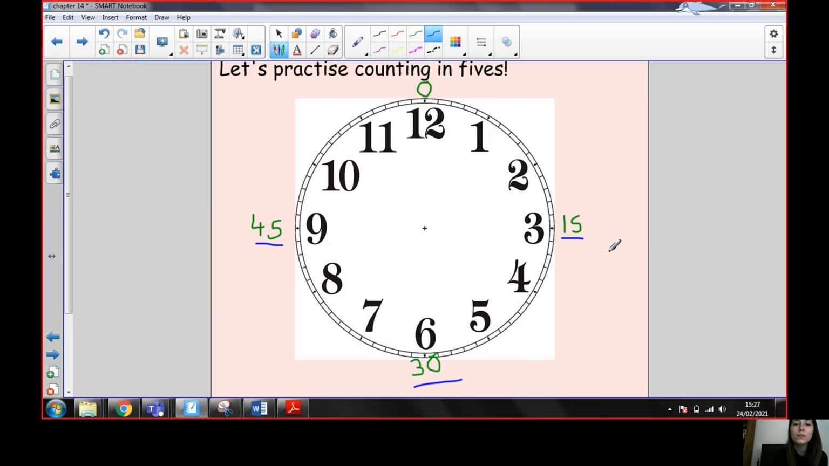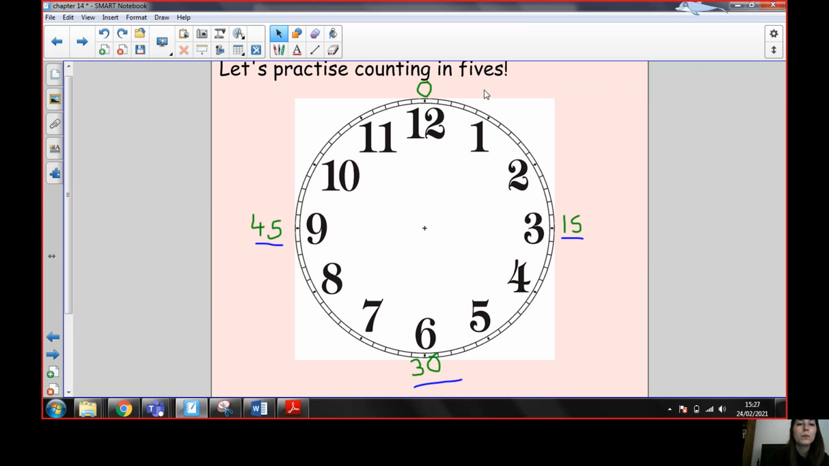Notice that as we counted around in 5s, we said the numbers that we have already written around the outside of the clock face. So when we're looking at the minute hand, we are going to be thinking about how it counts in multiples of 5 around a clock face.